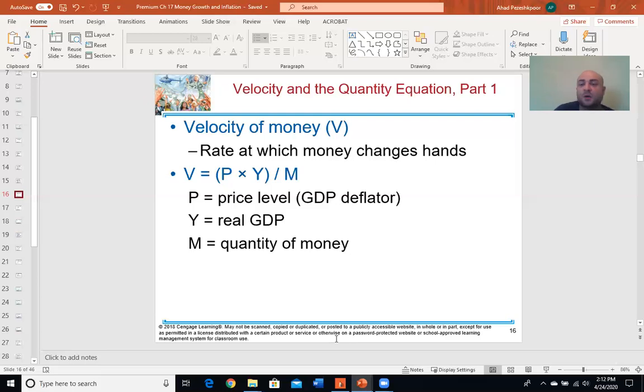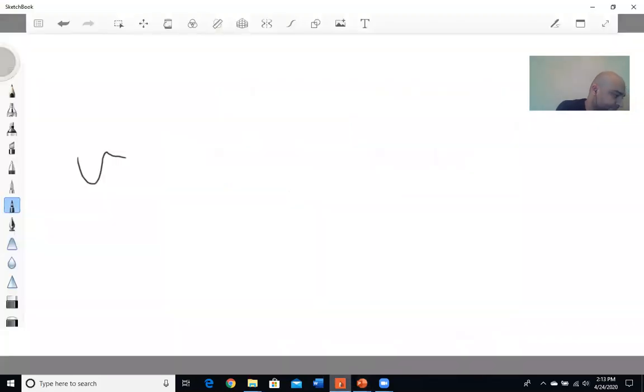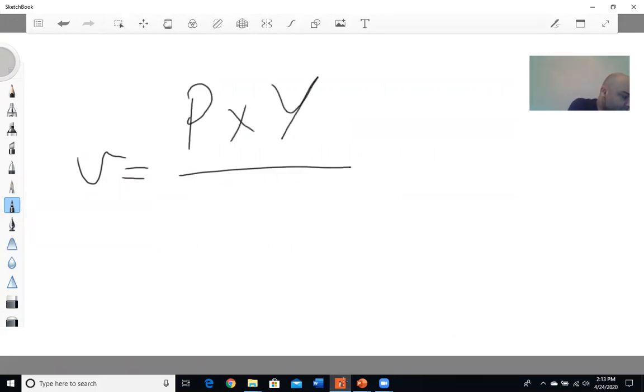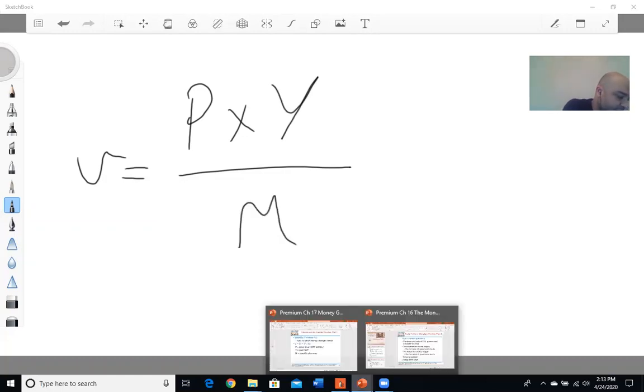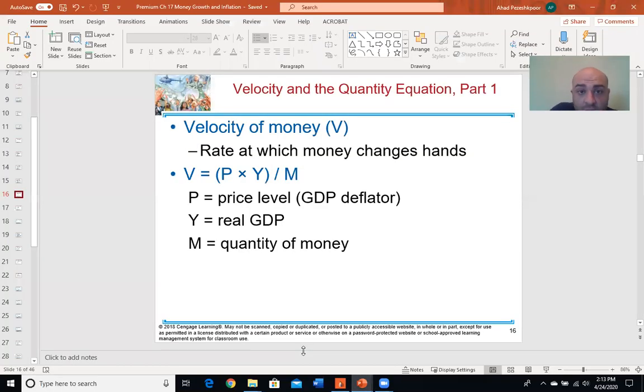It actually shows us how much the GDP is changing its value between the real GDP and the nominal GDP, or it's a measure of how fast money is losing its value. It's similar to inflation. V is equal to price level multiplied by Y divided by M. And M is quantity of money, how much money in total do we have in the economy.